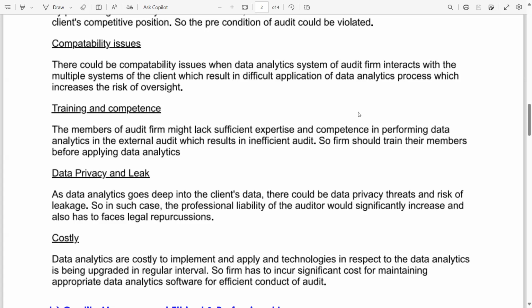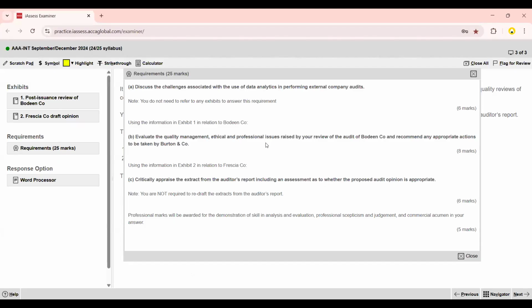So now we are going to start part B, which is about the ethical and professional issues. Let's read the part B requirement. Evaluate the quality management, ethical and professional issues raised by your review of the audit of Bodeen Company and recommend any appropriate actions to be taken by Burton and Company. For that, you have to read Exhibit 1.